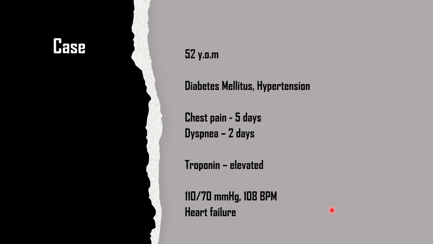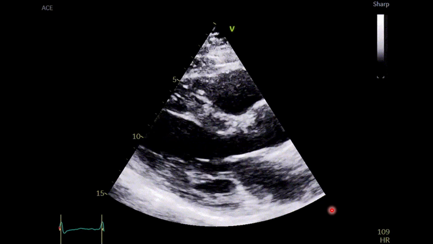Today we have a case of a 52-year-old gentleman with risk factors of diabetes and hypertension who presented with chest pain and dyspnea, clinically in heart failure. When presented to ER, troponins were elevated, and that's the echocardiogram.